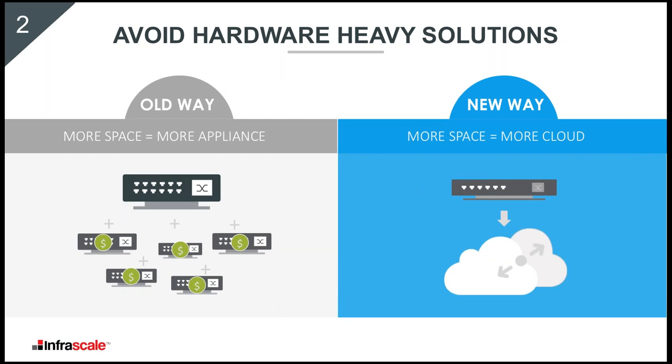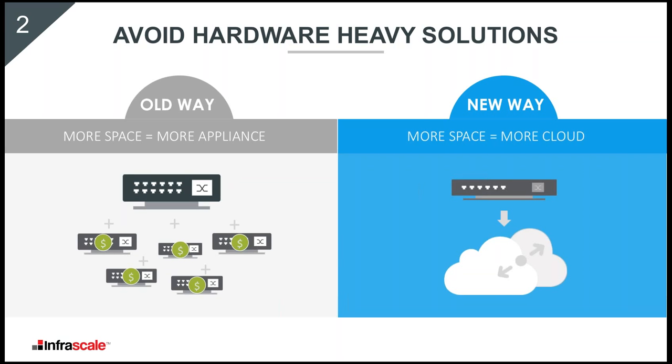Now, number 2 is to avoid hardware-heavy solutions. And this is going to sound familiar to some of you. So take a look at the scenario on the left. So in this situation, more space equals more appliance. So you buy an appliance, you end up filling it up as your data grows, and so then you buy another one, and then fill that up, buy another one, fill it up again. Really continue this cycle where more space is more appliance, but that's expensive, really, really expensive.